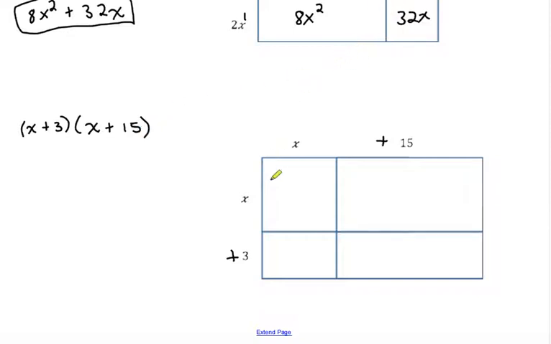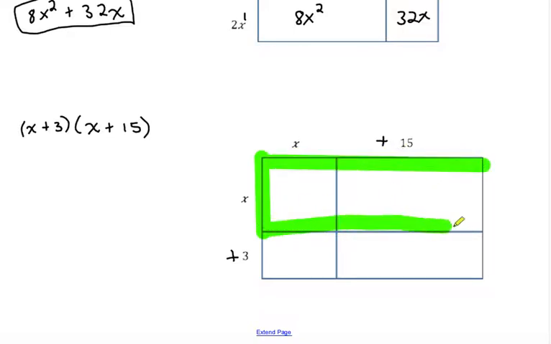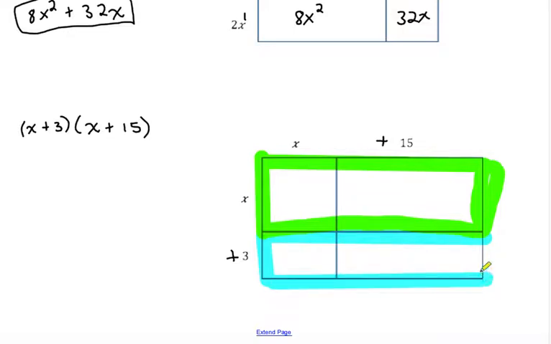And I can also think of this, in order to make it a little easier to think about it, as 2 separate rectangles. So here I have this first rectangle that's x high. Right? So I'm going to distribute this x through the x plus 15. And then I've got a second rectangle here that is 3 high that's also being distributed across the x plus 15.